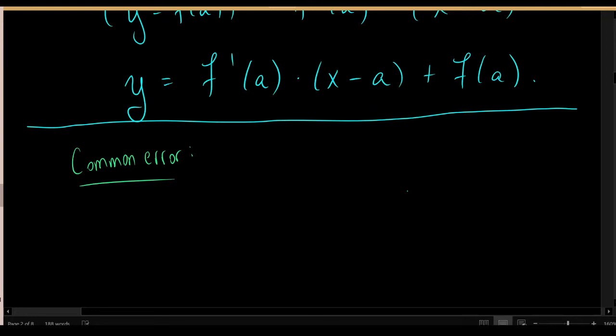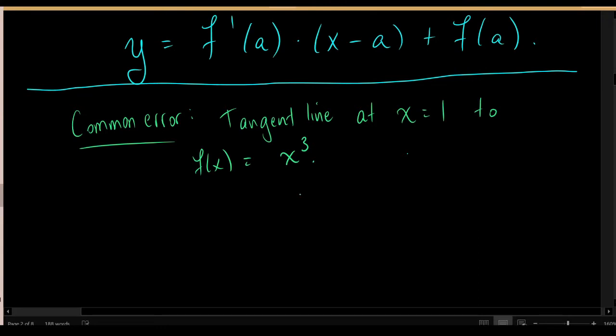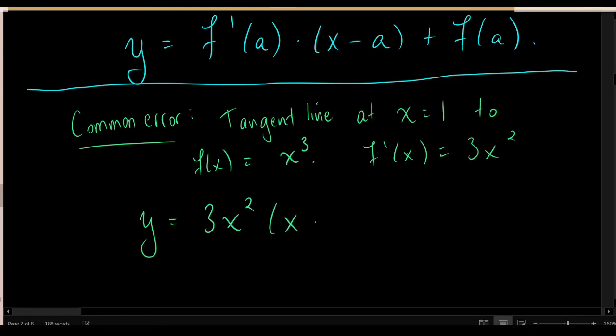Someone sees this formula and they say, okay, suppose they want the tangent line at x equals 1 to the function f of x equals x cubed. So they say, okay, f prime of x is equal to 3x squared, and therefore the tangent line is equal to the derivative 3x squared times x minus 1 plus the original function x cubed.